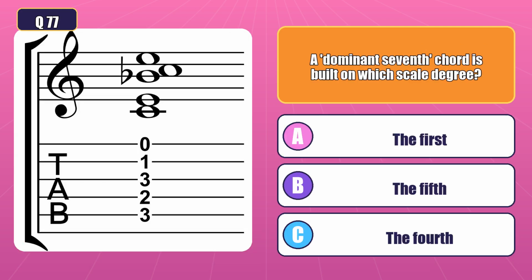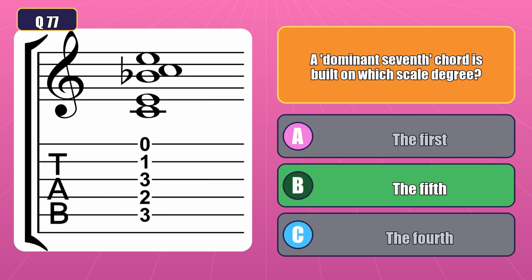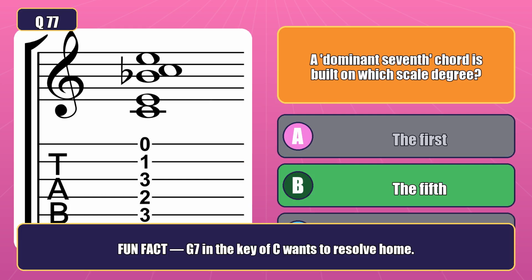Question number 77. A dominant 7th chord is built on which scale degree? The answer is the 5th. Fun fact, G7 in the key of C wants to resolve home.